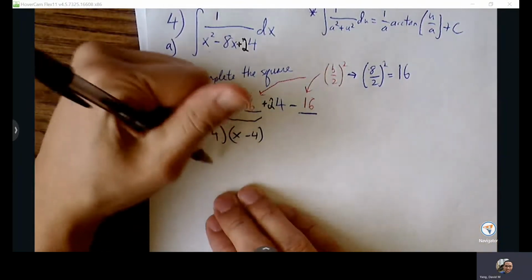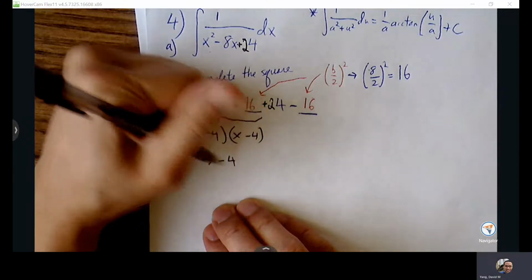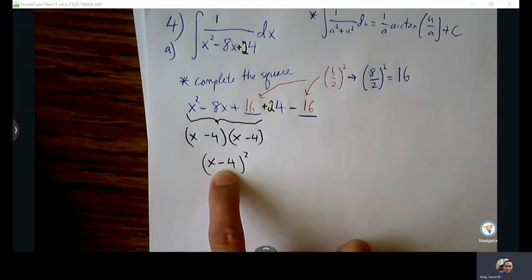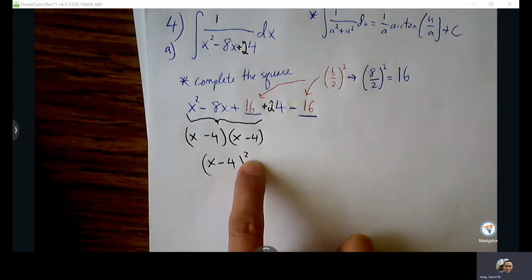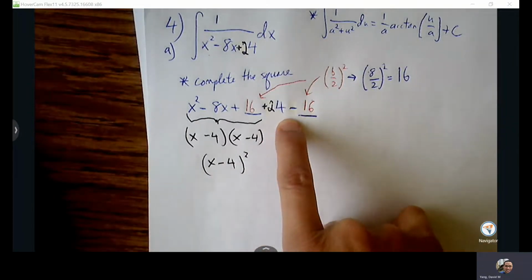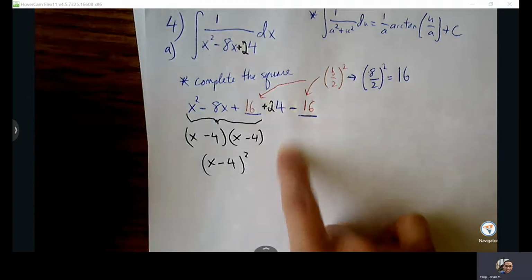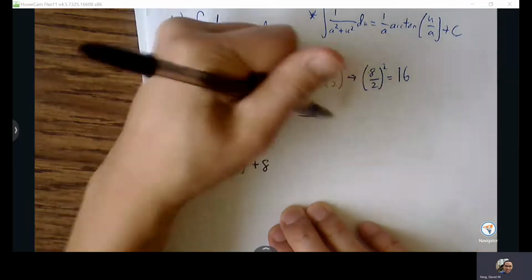Which we know we can clean up even more, make it x minus 4 squared. That's ultimately what we're looking for. We want that u to be inside a set of parentheses with a squared outside. Okay, how about the last 2 constants here? What does that combine to be? Plus 8. Okay, so we're going to reset.